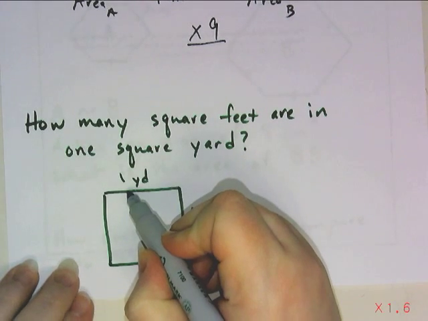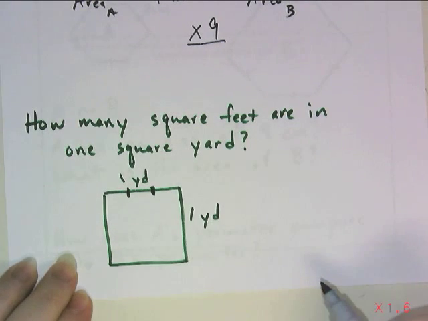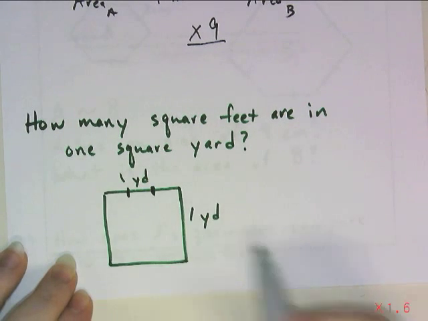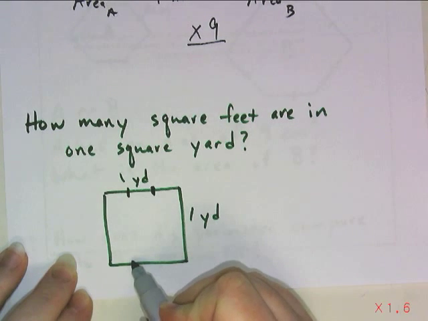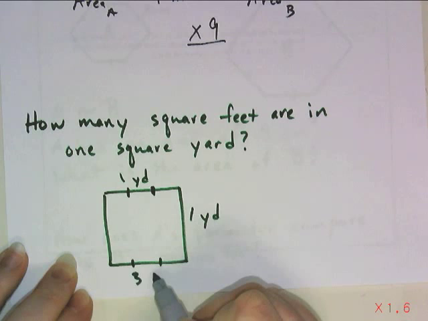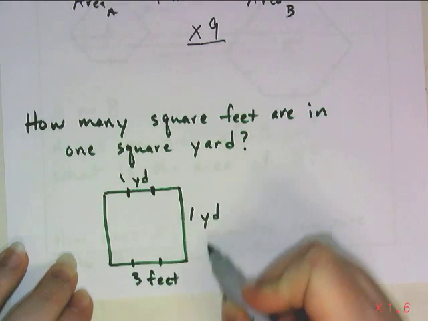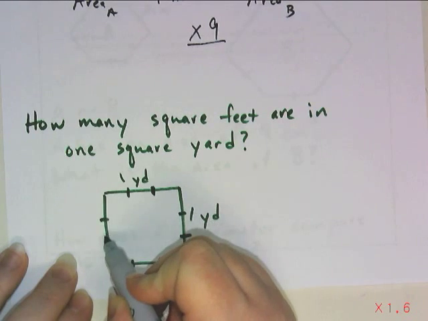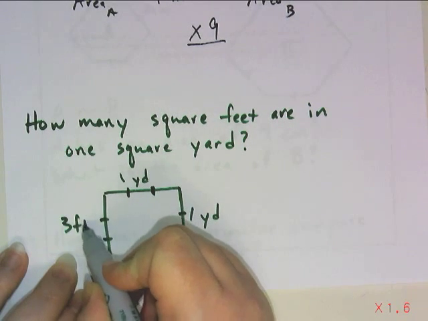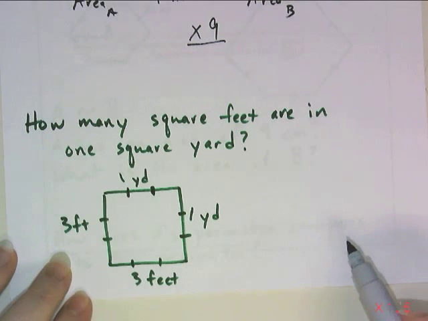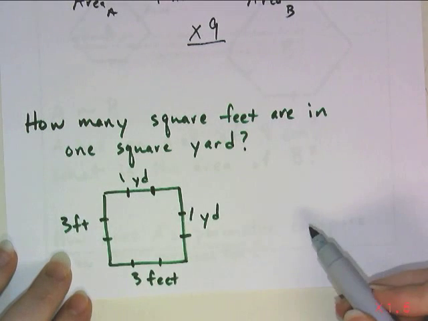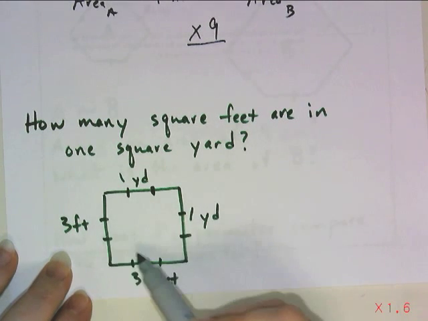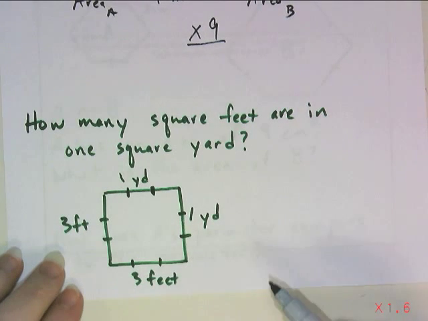Well, that means I have to look at how many feet are in each side length. If this is 1 yard long, that means it's actually 3 feet long. And if this is 1 yard high, again, that means it's 3 feet high. So I can't say, while 3 feet does equal 1 yard, it's not 3 square feet equals 1 square yard, right?